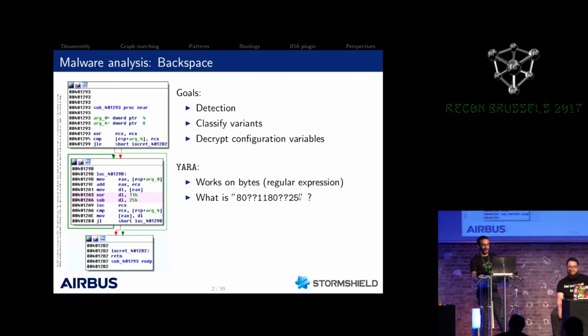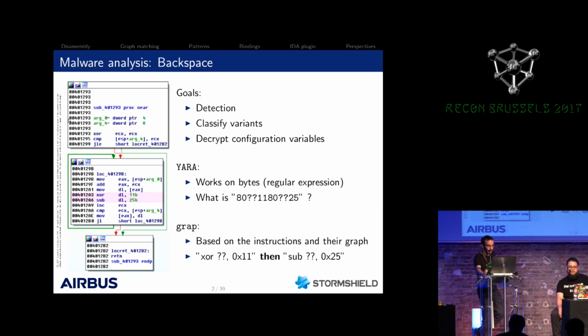But this way of writing a matching signature is not really easy to read. So what we wanted to do with GRAP was to have signatures that are based on the instructions within the binary and how they are linked to each other. So for this sample, we want to say: find me a XOR that has as argument 11, and it is directly followed with a sub that has as argument 25.